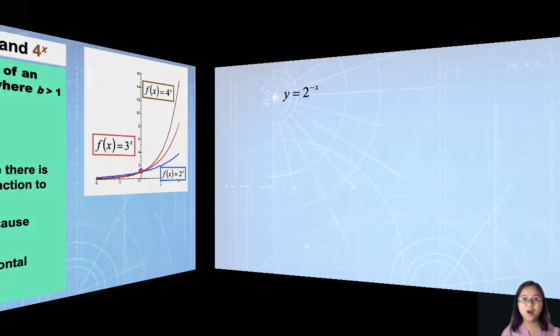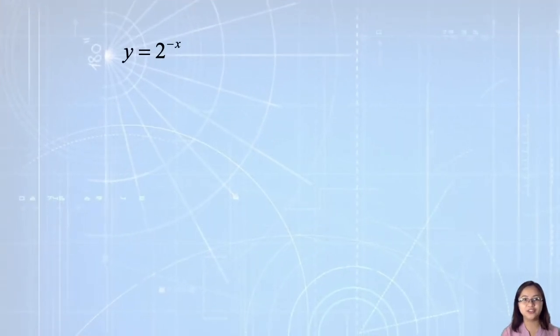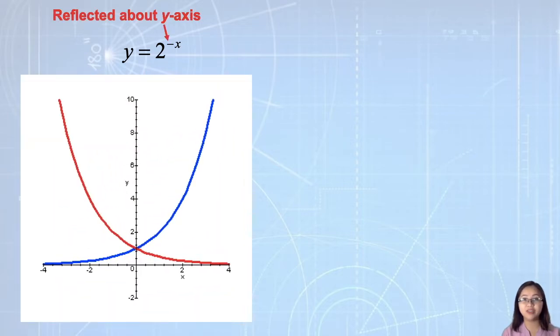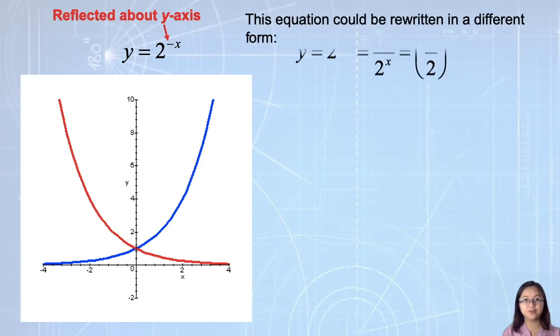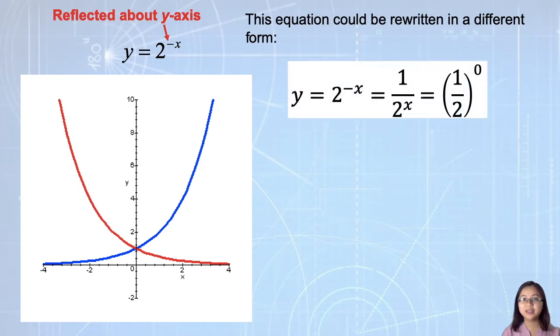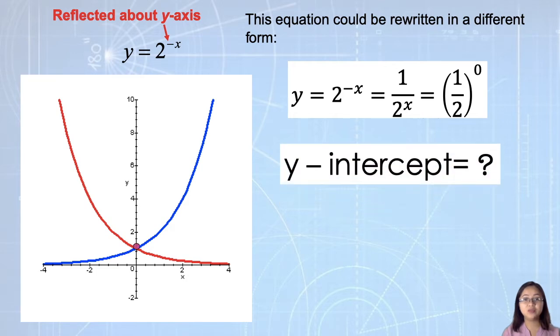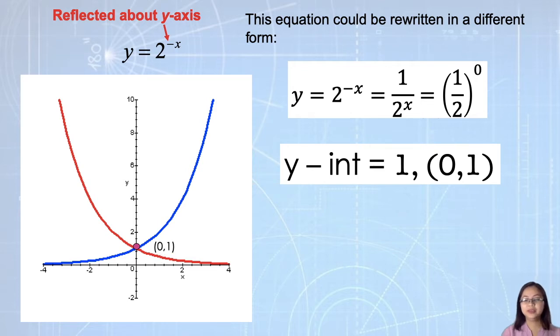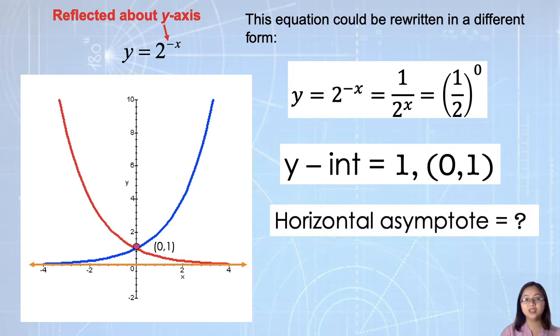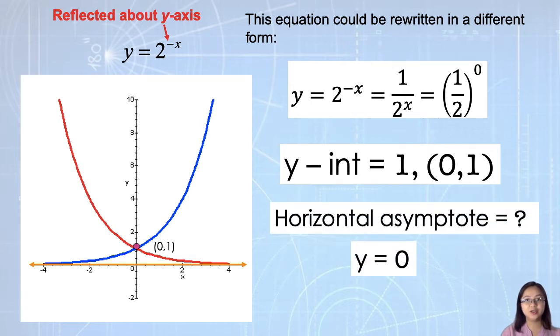Let's have a different form of exponential function. I have here y is equal to 2 to the negative x, where it is reflected about the y-axis, and we have this graph. So what have you observed? If we substitute 0 to x to find the y-intercept, it will still be 1, or 0, 1. And for our horizontal asymptote, it's the same as our parent function, that is, y is equal to 0.